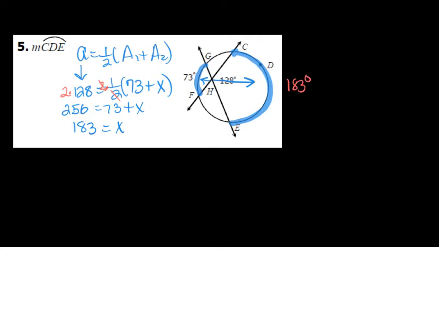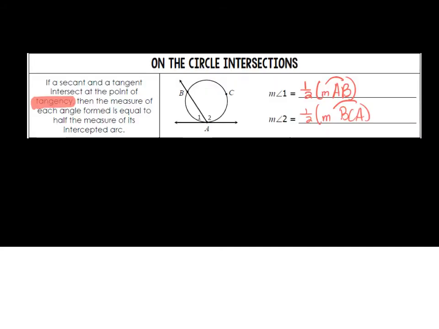is 183 degrees. So here we have an angle that is on the circle. I'm going to put the angle right here on the circle in blue. So we notice that there is a line of tangency.